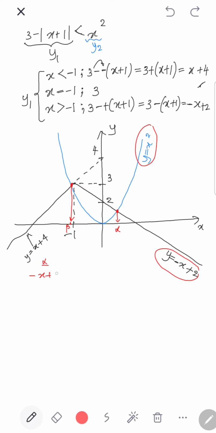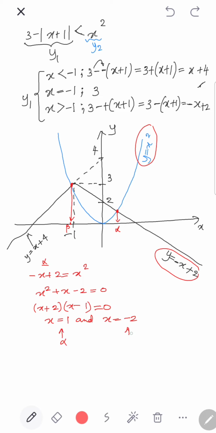So minus x plus 2 equal x square. Then we get a quadratic equation. We have to factorize that. So x equal 1 and the other one is minus 2. That means this is alpha, this is beta. So we can get both answers in one equation.